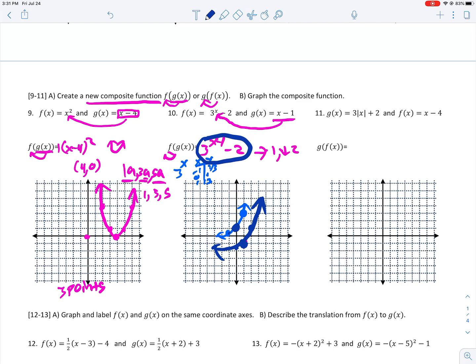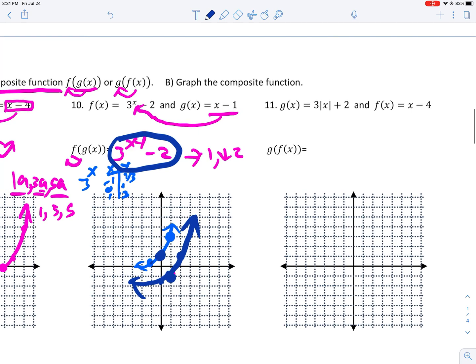So what I like to do is look at whatever this number is and quickly sketch that parent function. So I sketch the 3 to the x, that's the graph in blue, and then I just shift it. I'll show you that again a little later, but that to me is one of the easiest ways to do it.